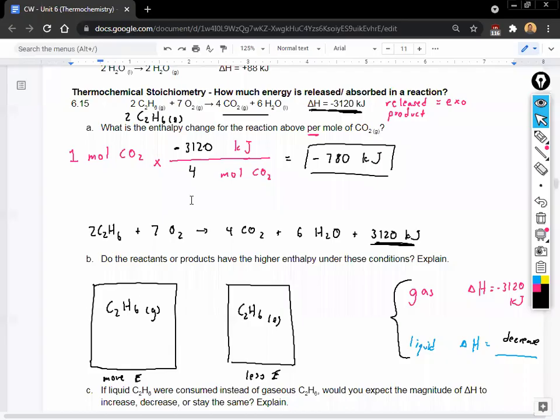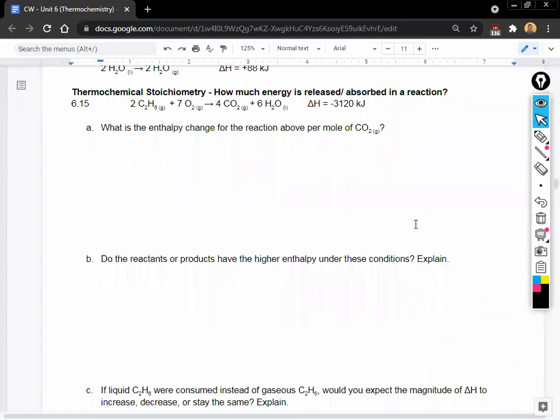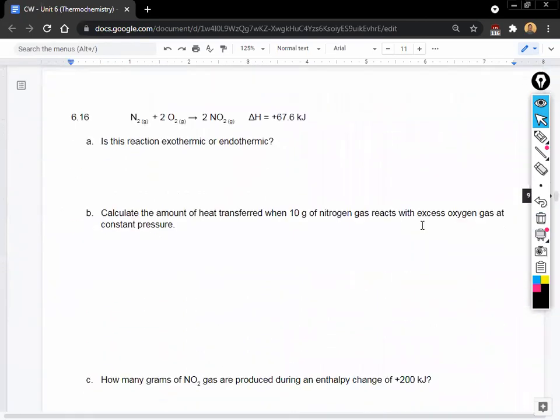Okay, all right, so let's go to 6.16, and this is going to be the actual Stoich. All right, so part A, first thing we want to figure out is, is this exo or endo? What do you guys think? Okay, it's endo because the delta H is positive. So we're going to be absorbing energy. This is going to be endo, and the reason why is because delta H is a positive value.